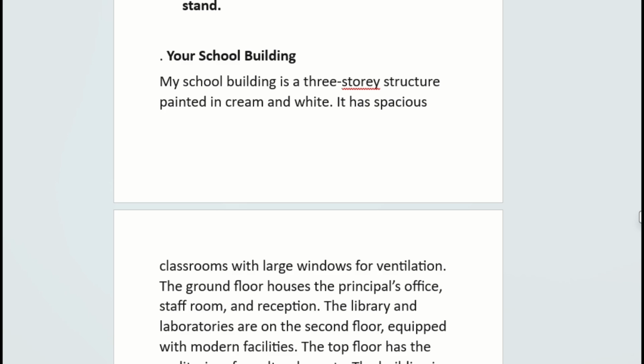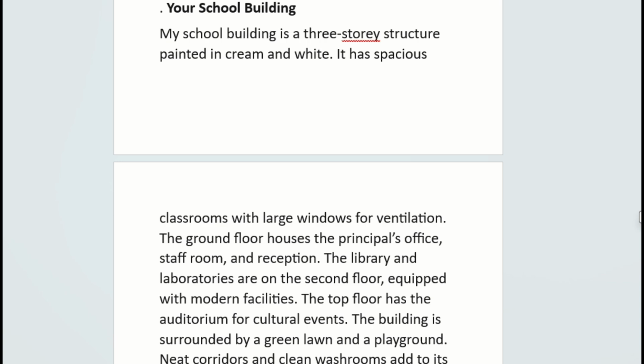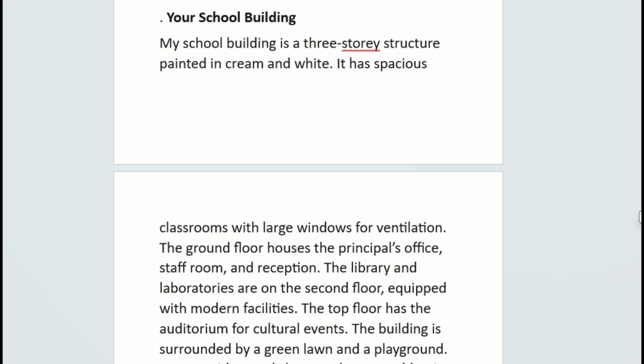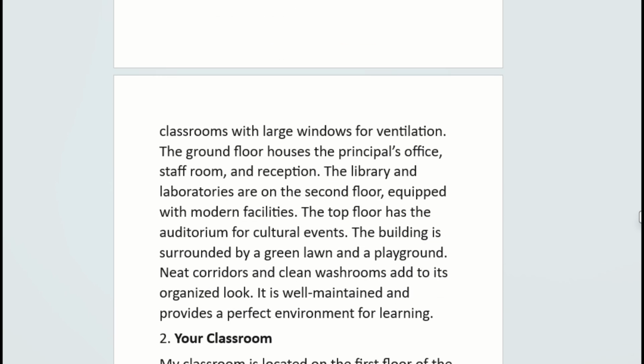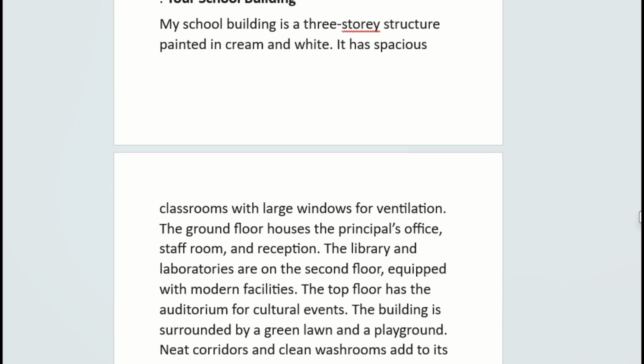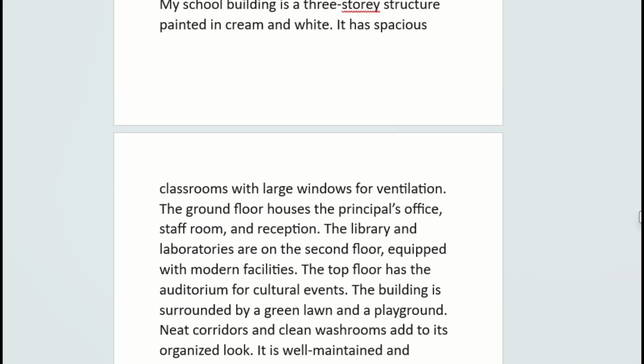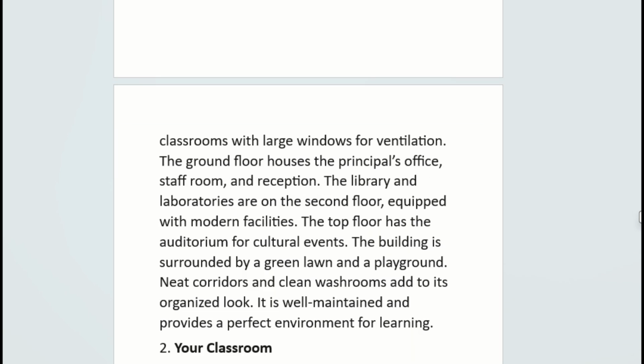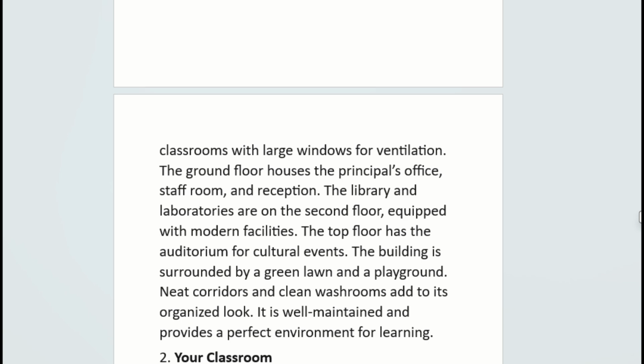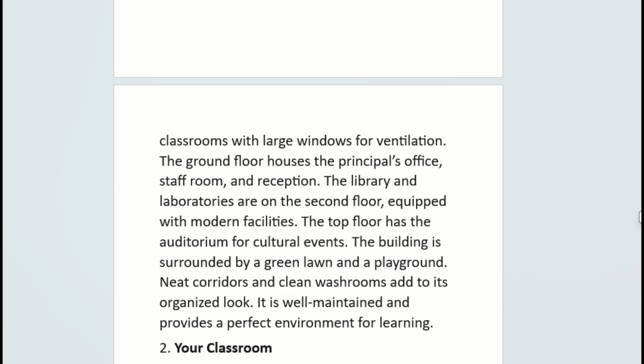Looking at the first example, your school building. In this paragraph, look how I have written things clearly. My school building is a three-story structure painted in cream and white. It has spacious classrooms with large windows for ventilation. So I am giving the information, the fact, but in such a manner that it looks more engaging to the reader, right? The ground floor houses the principal's office, staff room, and the reception. The library and the laboratories are on the second floor, equipped with modern facilities. The top floor has the auditorium for cultural events.